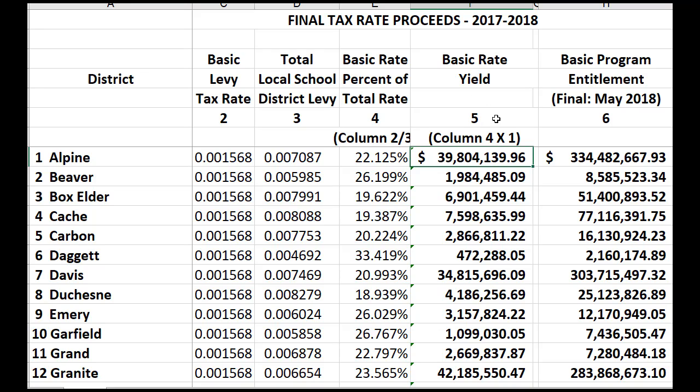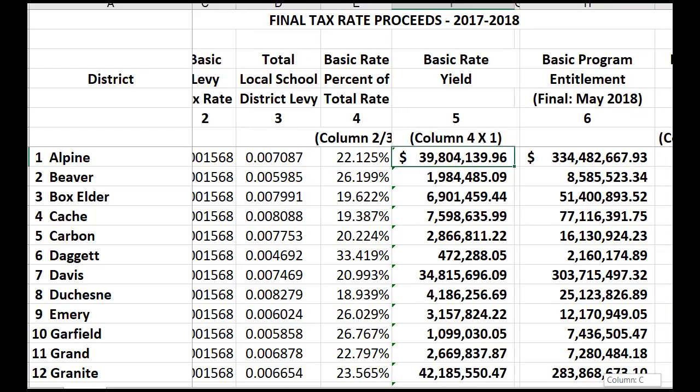Of this total cost in column 6, the minimum basic tax rate yield in column 5 is the amount of local property tax dollars that each school district contributed towards the cost of the basic school program. Each school district is required to contribute in order to qualify for the receipt of state income tax dollars, which contribute towards the cost of the basic school program.